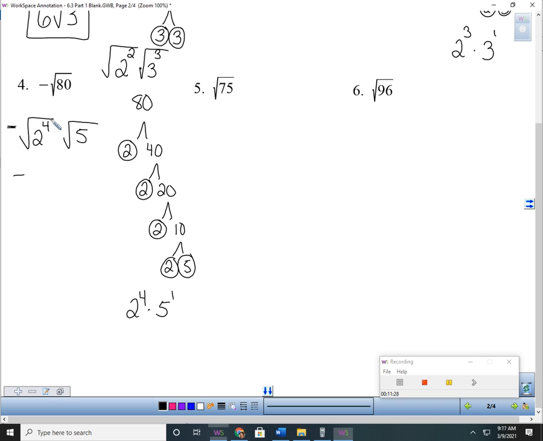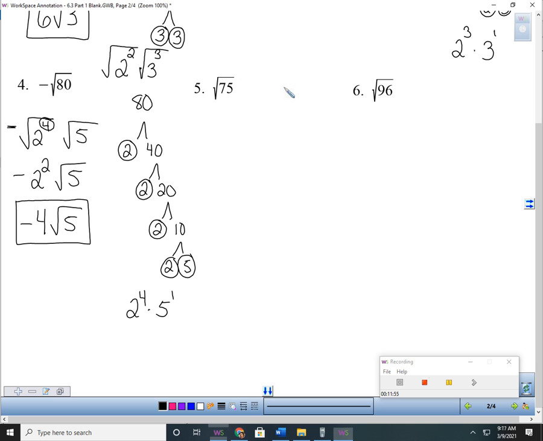Now remember, you're taking the exponent and dividing it by the root, right, to put it in exponential form. So this would be 2 to the 4 divided by 2 gives you 2. And then remember the 5, we can't do anything with that. And then you just need to finish that off. What is 2 squared? 4. So we have negative 4 square roots of 5. And again, you could check that one in your calculator just to make sure that you were correct.